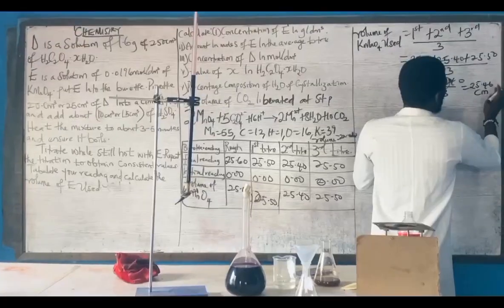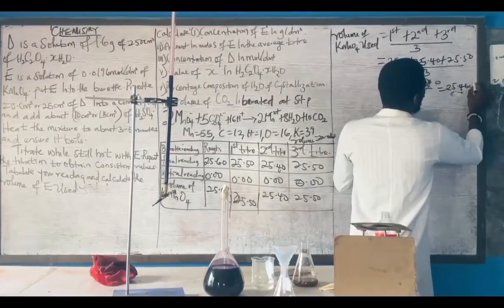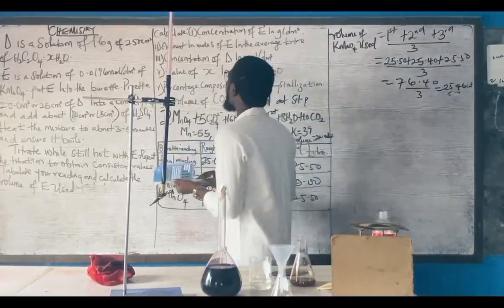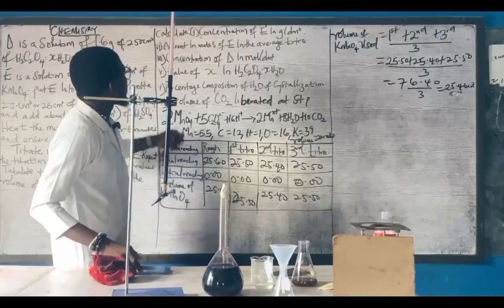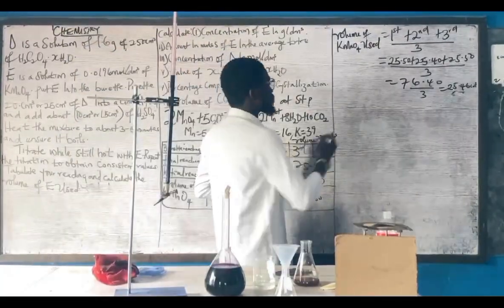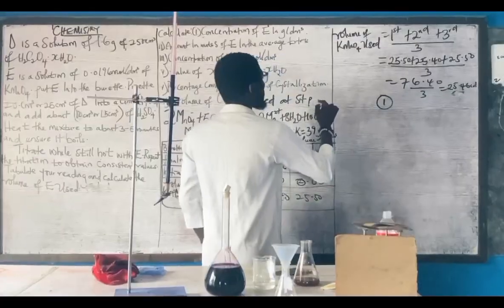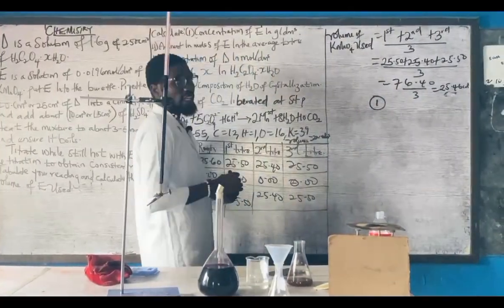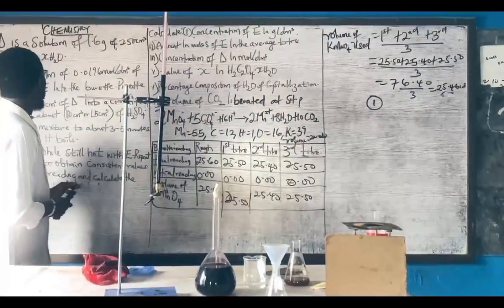So we have 25.46 cm cube. Now, the first thing we are going to calculate, as I said, is the concentration of E in gram per dm cube, which is the first one. So the concentration of E in gram per dm cube, E is what?